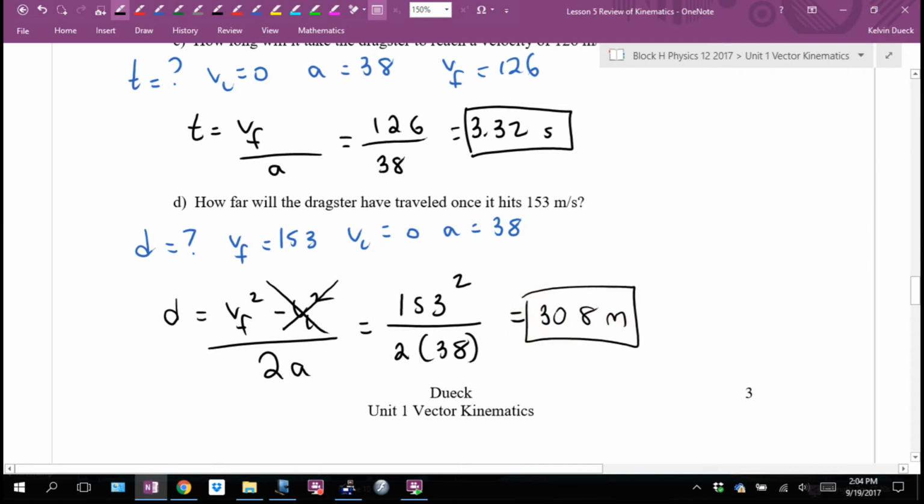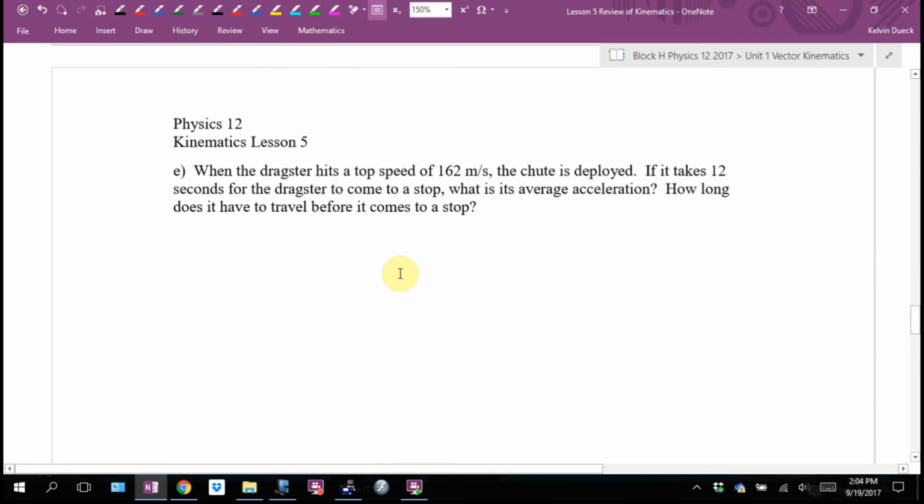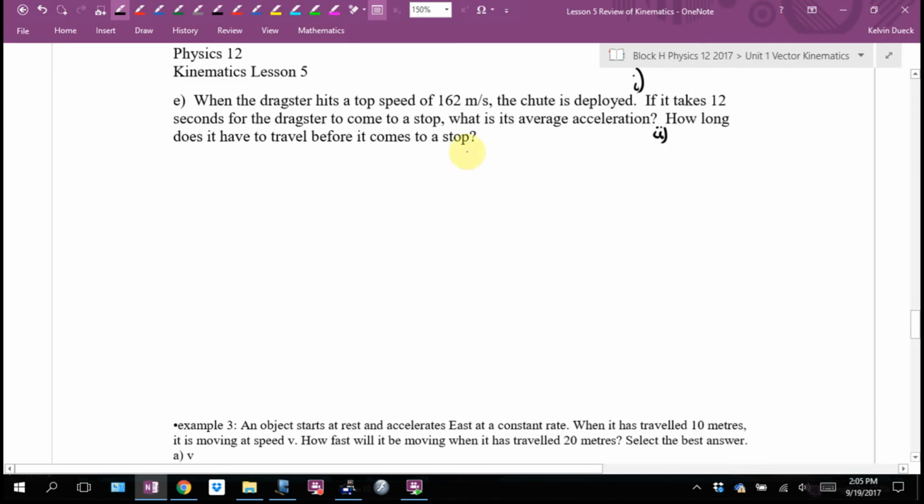Good stretch, Nate? Feeling awake? Because you're up. E says this: when the dragster hits a top speed of 162 meters per second, the chute is deployed. If it takes 12 seconds for the dragster to come to a stop, what's its average acceleration? How long does it have to travel before it comes to a stop? Let's call this, Nate, part 1. Let's call this part 2. In fact, since there's 2 parts to this question, I'm going to be really clever. Ha-ha!